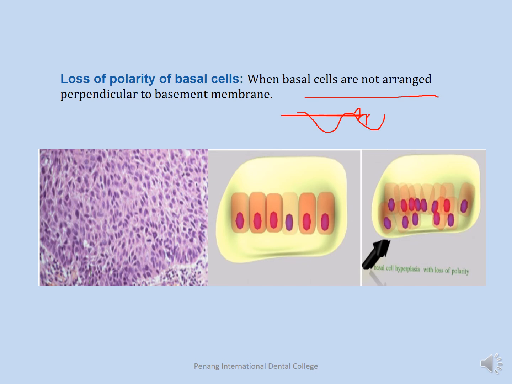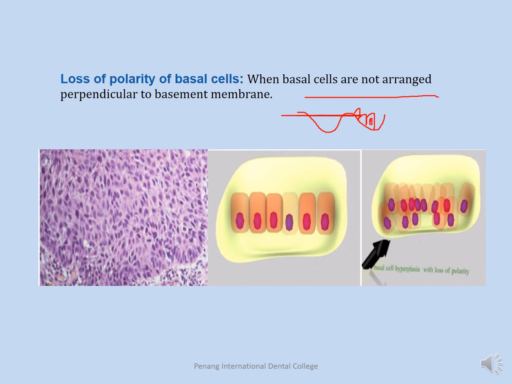I'm sorry, I think we've gone wrong here. So let me try again. Let's say this is a basal cell. What you do is you actually draw the nuclei around here, and you make sure that this base is the basement membrane, while this is the basal cell.